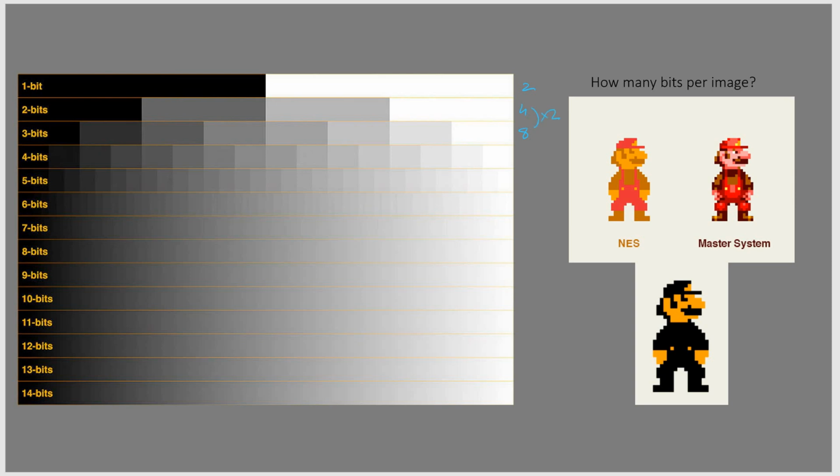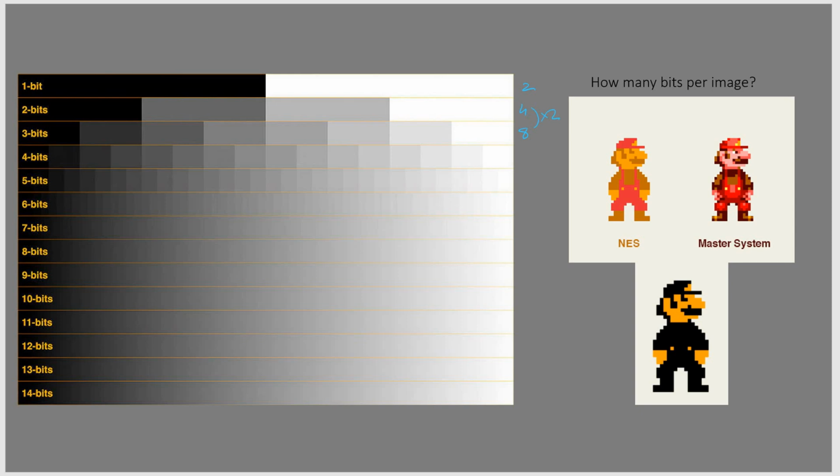Now, looking at these 3 images of Mario over here, I would like you to possibly pause the video if you wish to challenge yourself and try to calculate how much bit depth you would need to represent each of these Mario images. I will give you the answers in just a second, but if you wish to challenge yourself before you see the correct answers, then I strongly recommend that you pause the video and do some calculating for yourself. So if you wish to pause now, please.